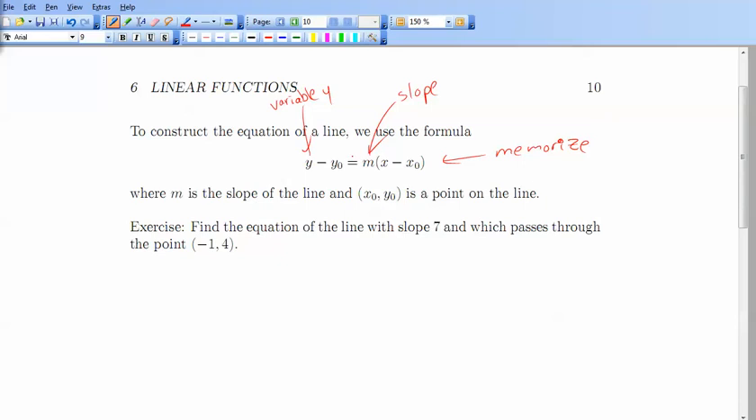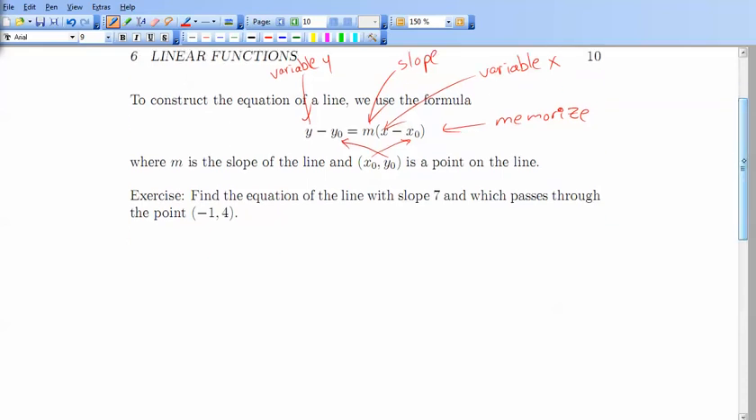Now the y naught is the y-coordinate of a particular point on the line. This x naught over here is the x-coordinate of a particular point on the line. And the x, that's the last thing, is the variable x. Again, we need to have an x, an actual symbol x, in our final equation, and that's it right there.